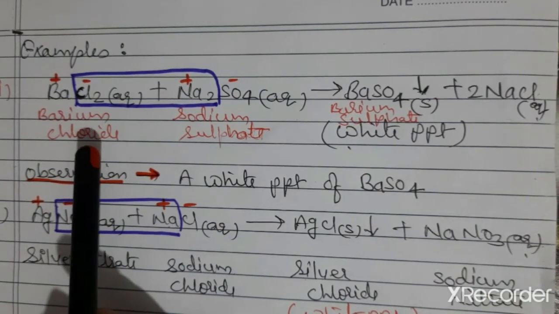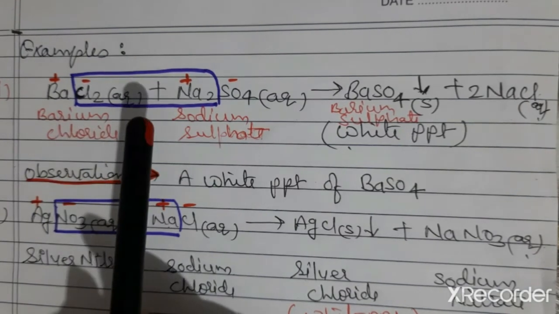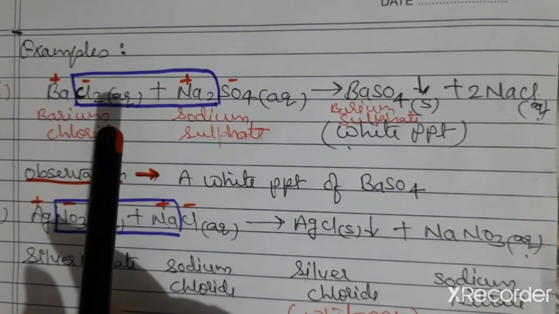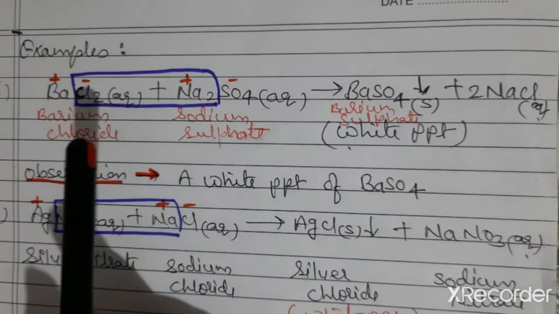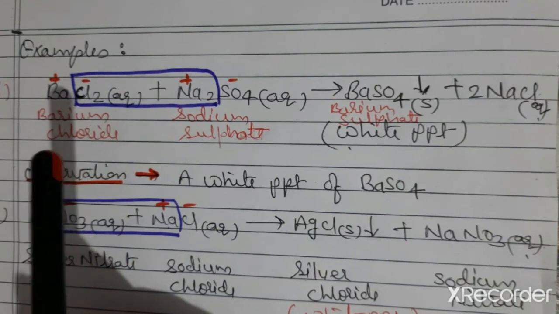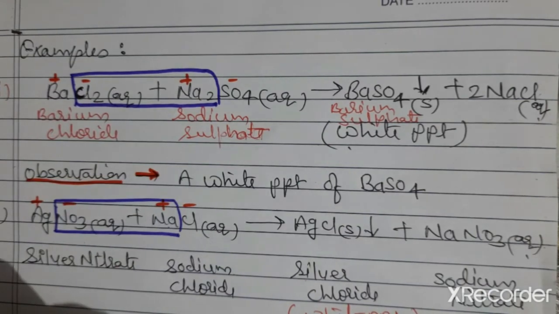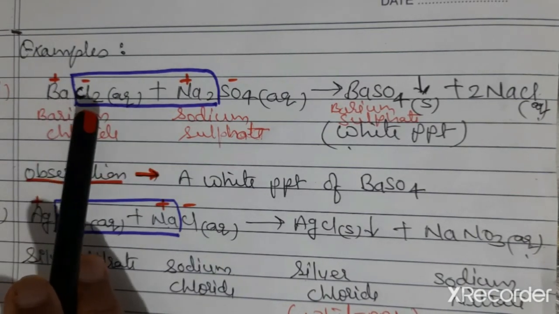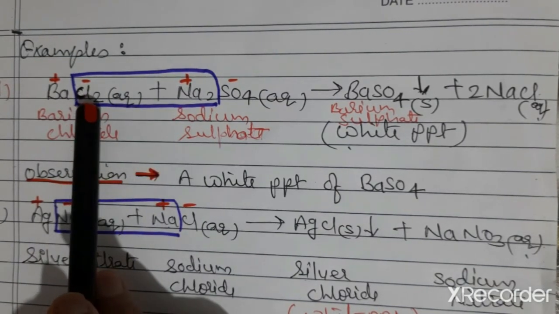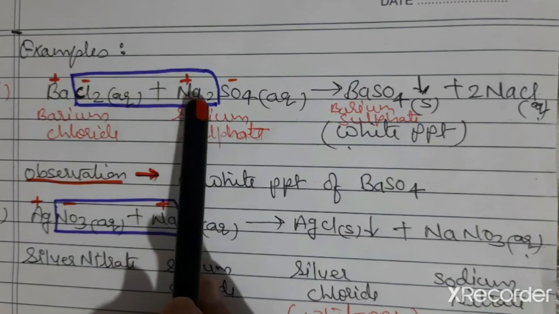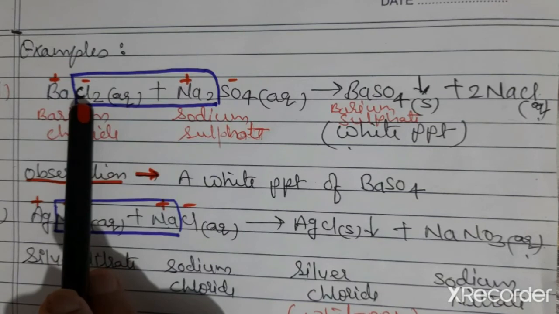You just remember that in a double displacement reaction there is no question of reactivity. That one metal is highly reactive and another metal is less reactive, then a displacement takes place. This happens in a single displacement reaction. In a double displacement reaction, both the ions displace each other. Here, barium is displacing sodium and sodium is displacing barium.